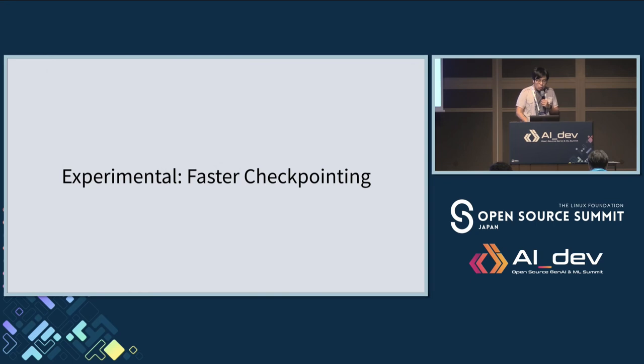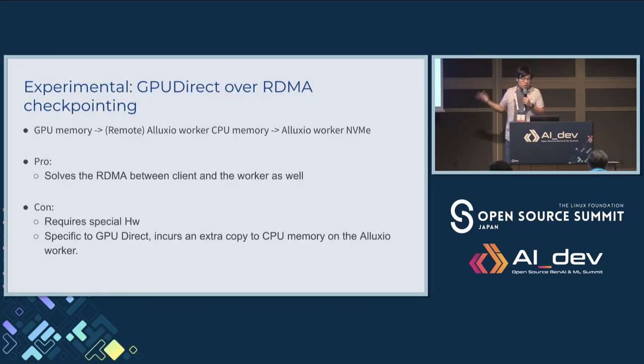But what can we do better? There is something called GDS, or GPU Direct Storage. One thing you can do, and this is also experimental, is use GPU Direct Storage to write the data using RDMA, the RDMA I just mentioned, putting this data to a remote Alluxio worker's CPU memory, and then we can just persist this data from this CPU memory to the NVMe. So in this case, we can have even better performance to enable faster checkpointing.